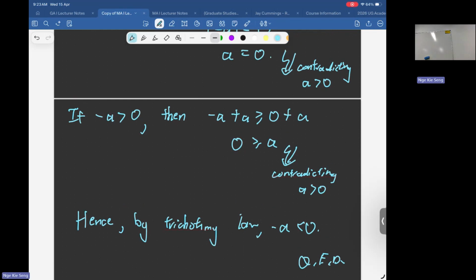Maybe sometimes you will ask why we have this axiom, why we have this law. Because it turns out it works. So far it works.